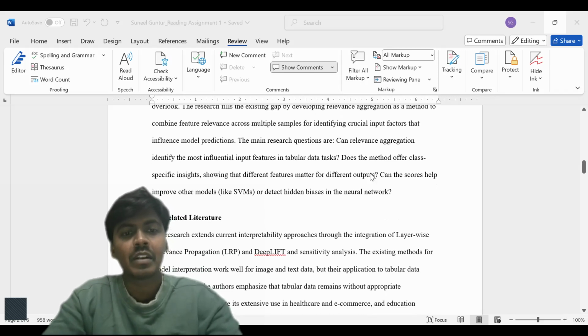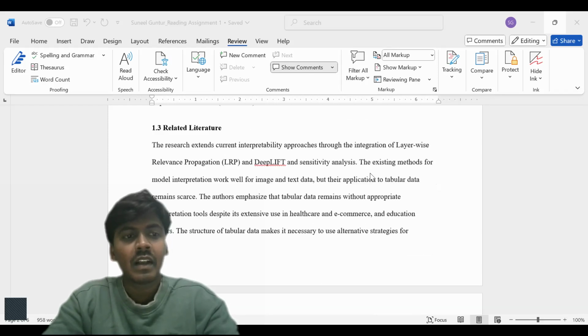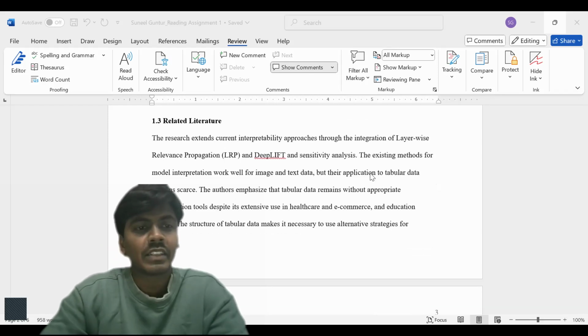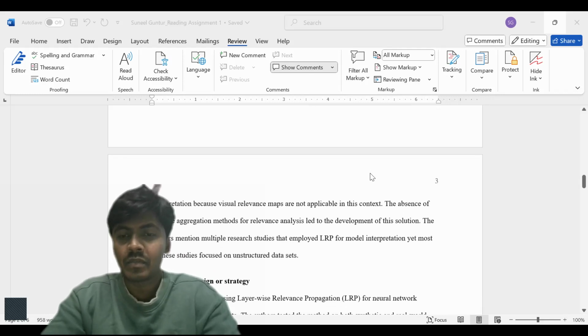Coming to the related research literature, this research extends current interpretability approaches through the integration of layer-wise relevance propagation (LRP), DeepLIFT, and sensitivity analysis. It highlights the lack of interpretability tools for tabular data in fields like healthcare and e-commerce. The existing tools are mainly for unstructured data. The study adapts them for structured data, and the absence of suitable aggregation methods for relevance analysis led to the development of this solution.